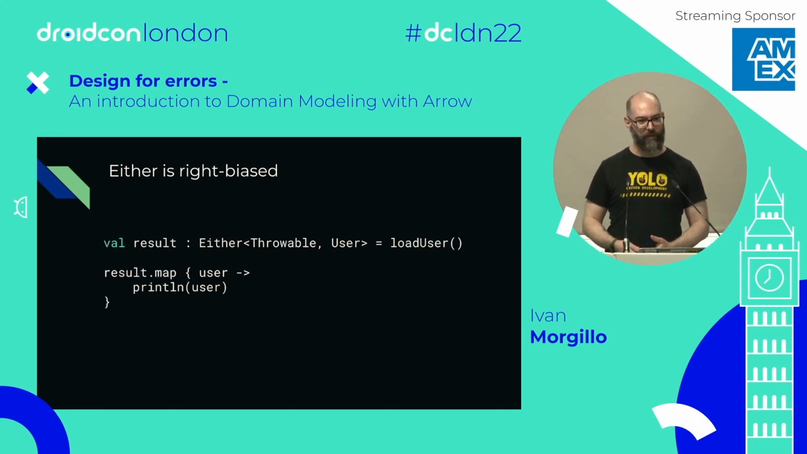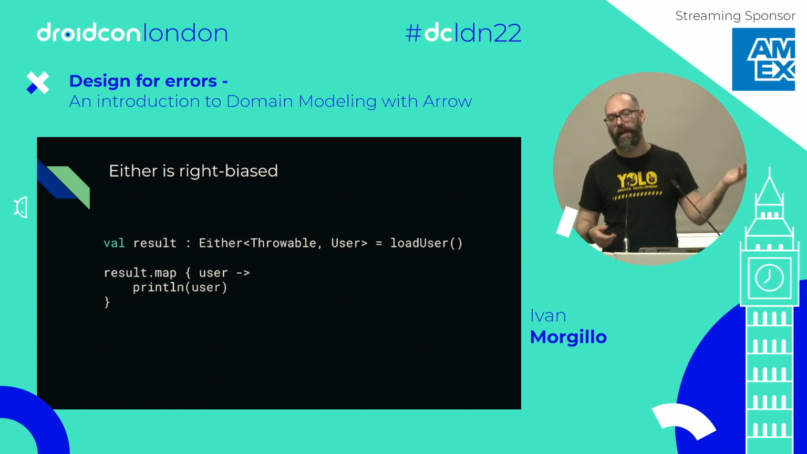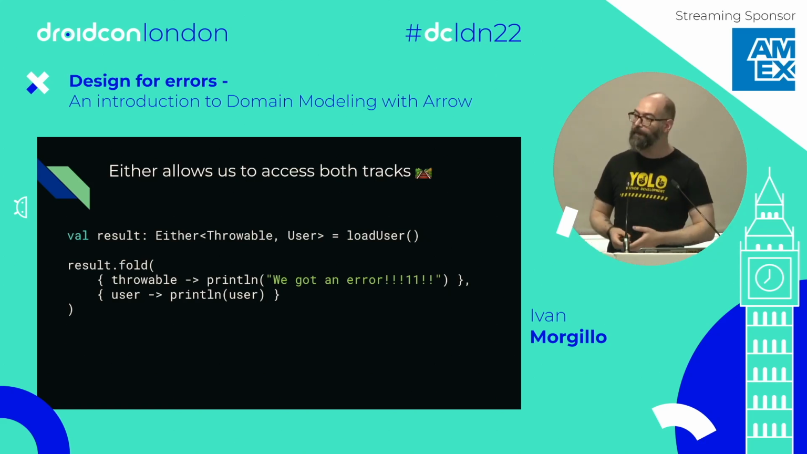It's a fancy way to say that if you do dot map, you end up with a lambda that contains the value. So basically, if I don't care about the error scenario and I just want to know if things were okay, dot map. But then you also have fold. So you have two lambdas, one for when it's going south and one for when it's actually successful, which can be useful.